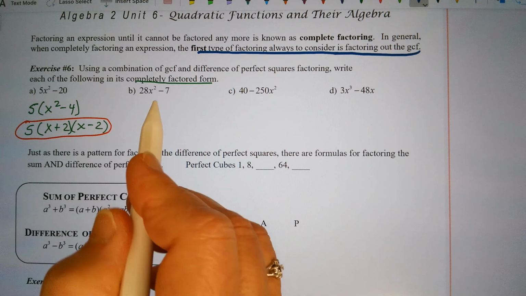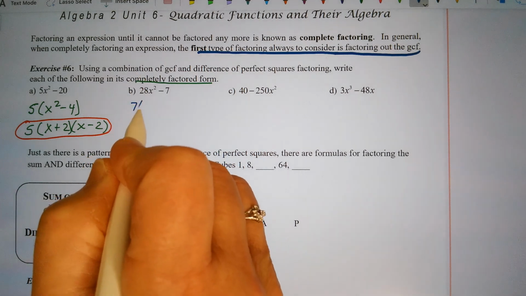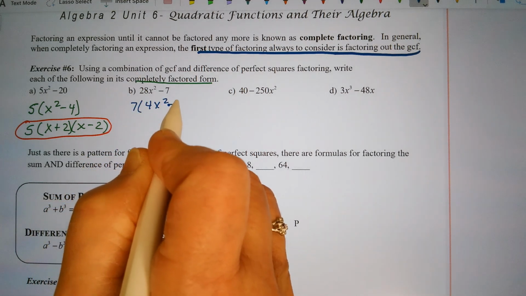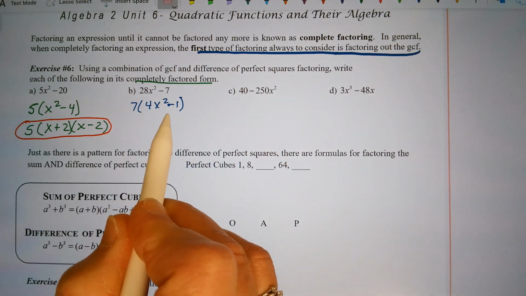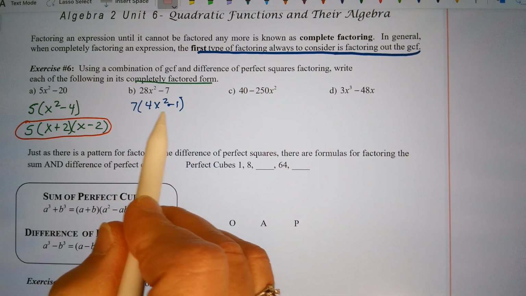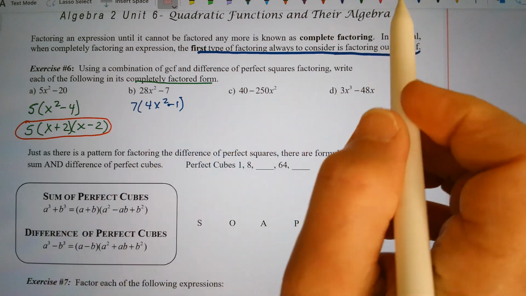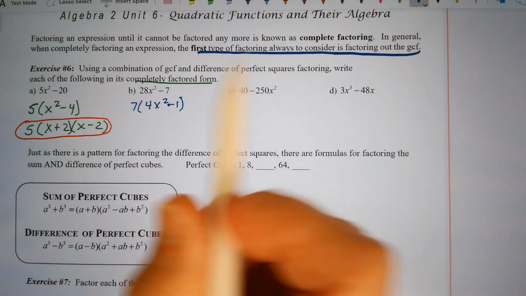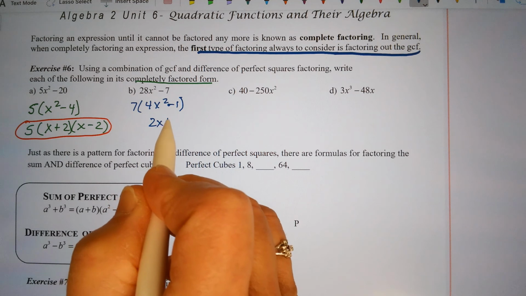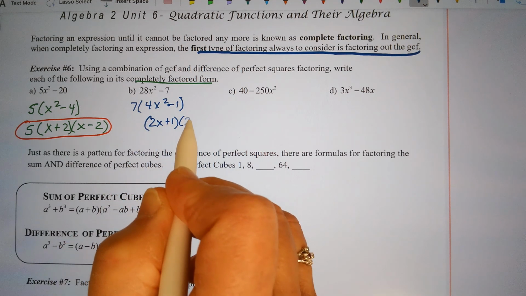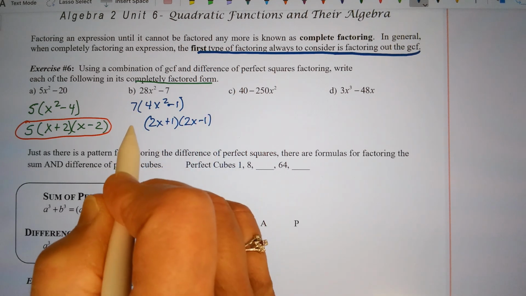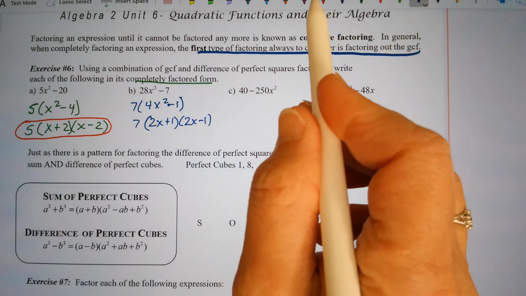B, take out the GCF 7, 4x squared minus 1. This is a binomial. It is the difference of perfect squares, so that factors further into 2x plus 1 times 2x minus 1. And again, don't forget to bring down the greatest common factor.